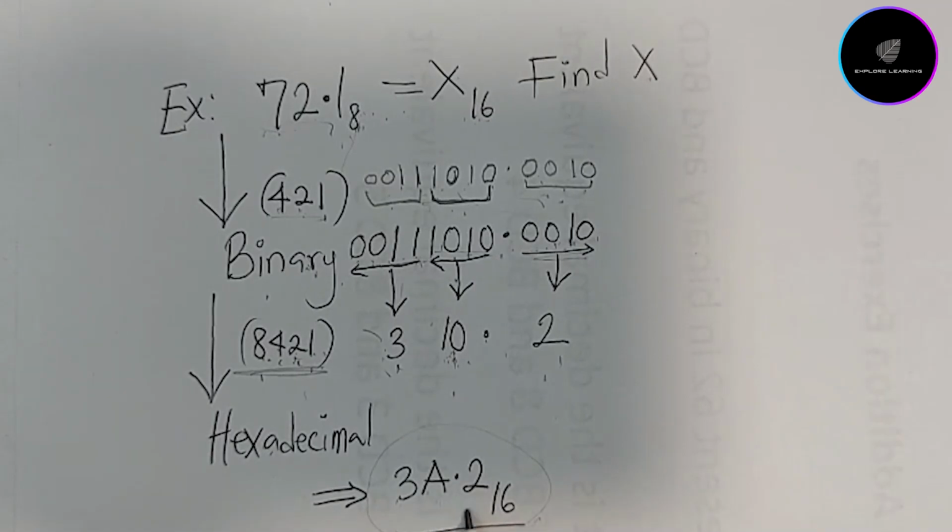Now don't leave your answer as 310.2. It means something totally different. So this is how you can do a simple octal conversion to hexadecimal number system.